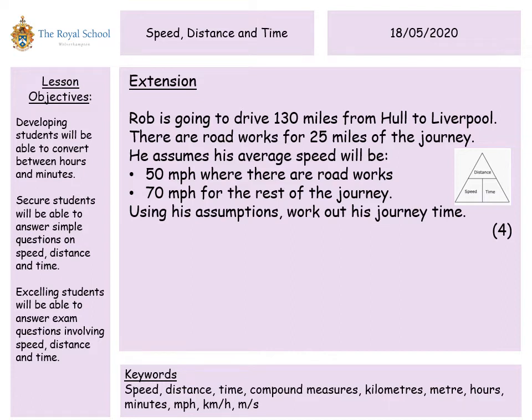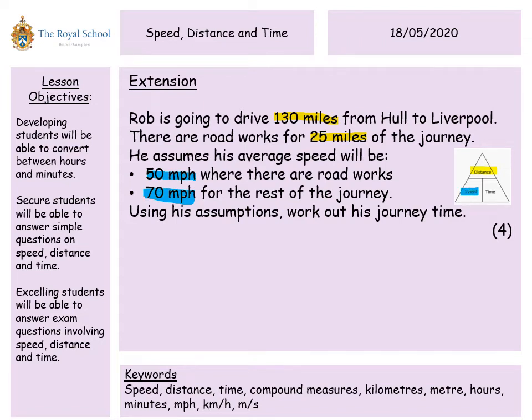So Rob's going to drive 130 miles from Hull to Liverpool, and there are roadworks for 25 miles of the journey. So we've got our journey really split into 2 parts, the parts where there are roadworks and the parts where there is just a regular journey occurring. What have we been given then? We've been given distances, so we've been given a total distance for the journey, we've been given a distance on the road where there are roadworks, and we've been given some speeds as well. So we've got 50 miles an hour when there are roadworks and 70 miles an hour when there are not roadworks. And we want the total time.